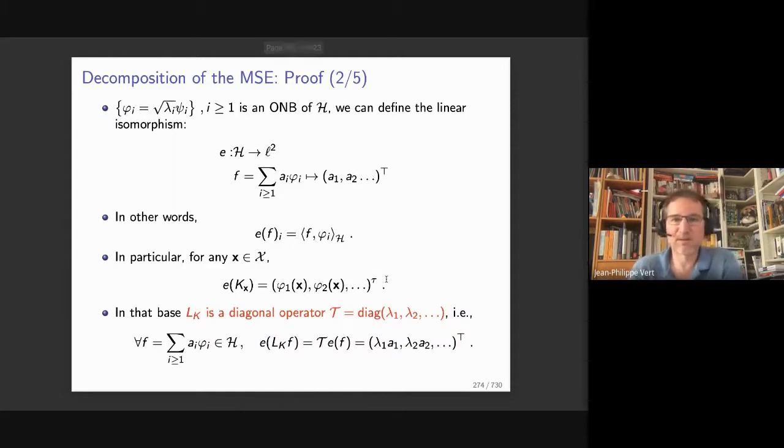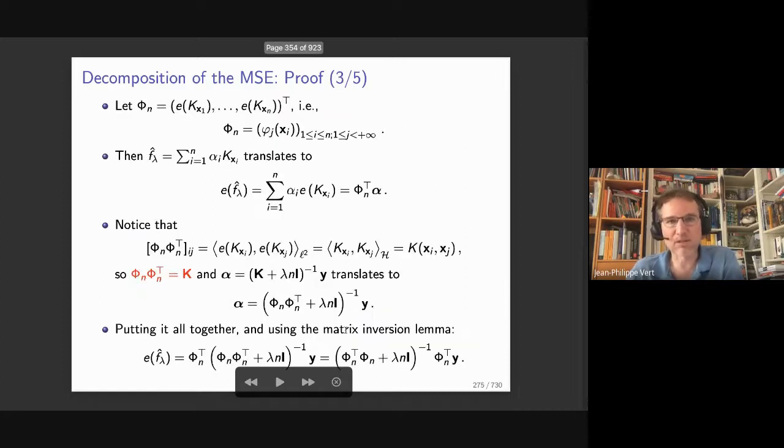square. Right, so I'll leave it to you to study the next few slides that do that. There is no difficulty. Maybe what I can mention is that something important to notice is that the operator LK in the basis of the phi is diagonal. This is, as I said already, because you know that phi I is transformed into lambda I phi I. So if you have any function f that decomposes over the basis of the phi's, this means that if you call E of f the coordinates of the function f, then the coordinates of LK f are just the coordinates of f multiplied by lambda I. And so you can see that as an operator T, which is diagonal. Right? This is one comment.